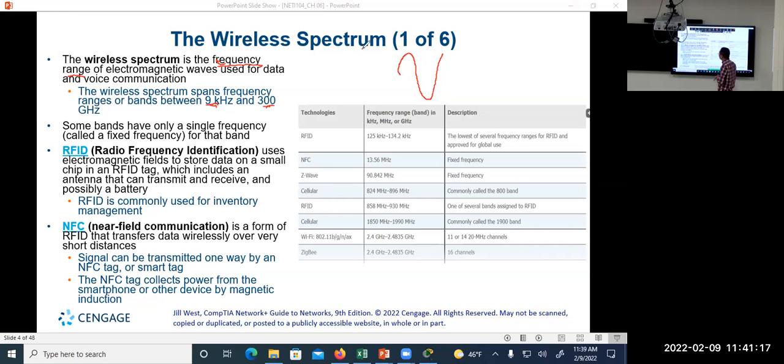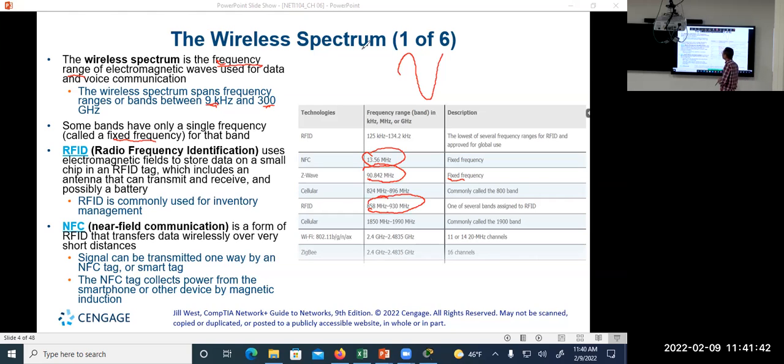Some bands have only a single frequency. They call it a fixed frequency. Fixed means it always stays exactly the same. But sometimes you have a range for that. It's not always fixed to one single number, but you can have a span in the range.